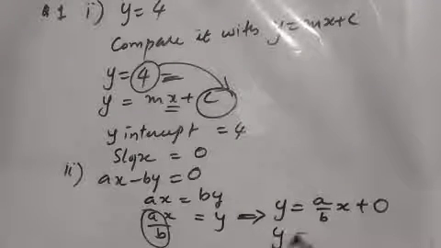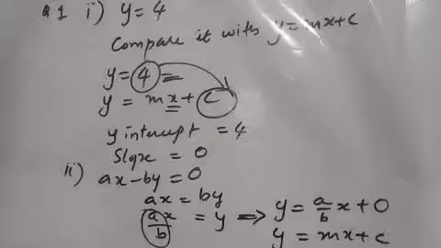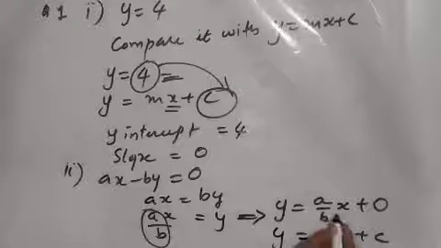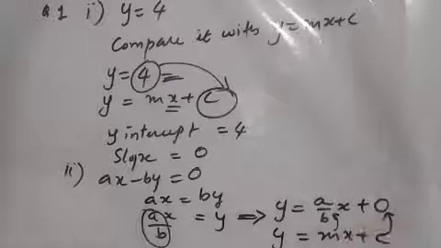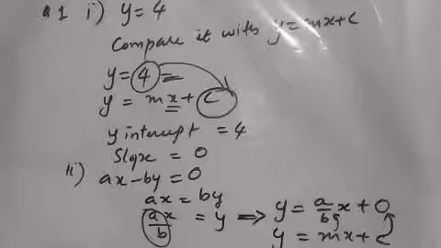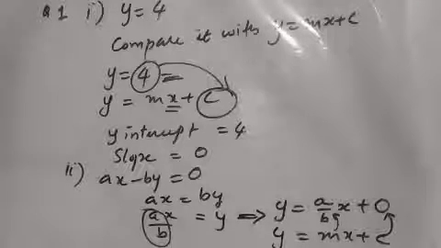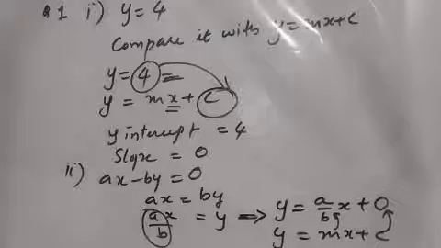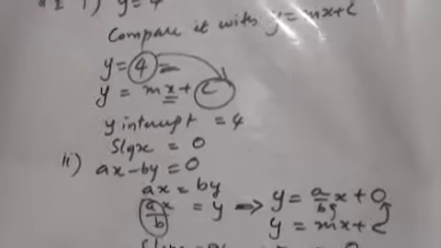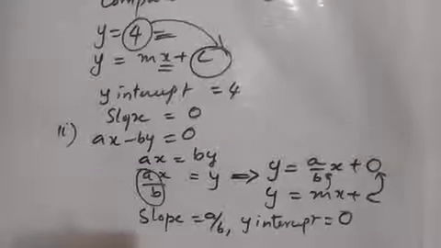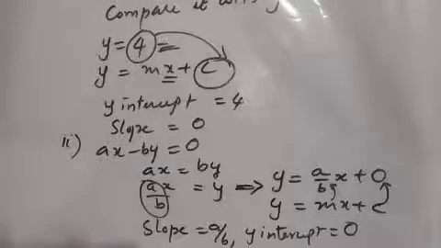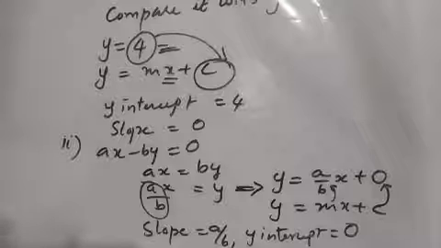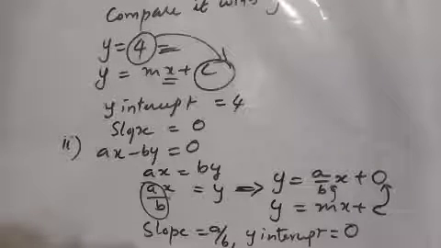And compare it with y equal to mx plus c. So can you say what is the slope and y-intercept? Yes, slope is a by b and y-intercept is 0. Slope is a by b and y-intercept is 0. In this way we compare and find the slope and y-intercept. Understood? Question 1, third question is homework and second question also homework.